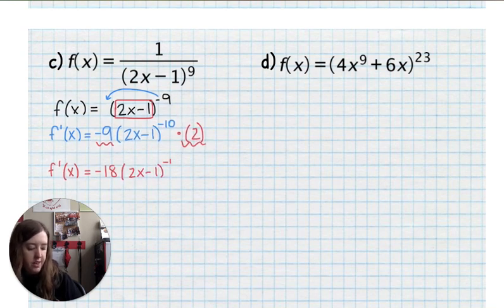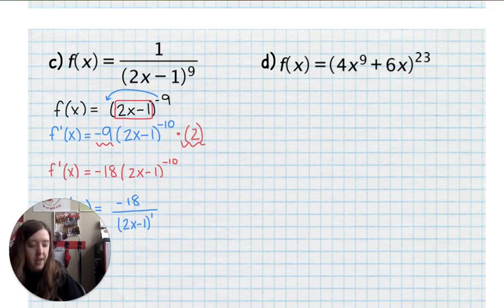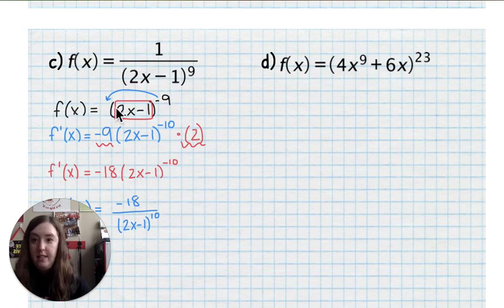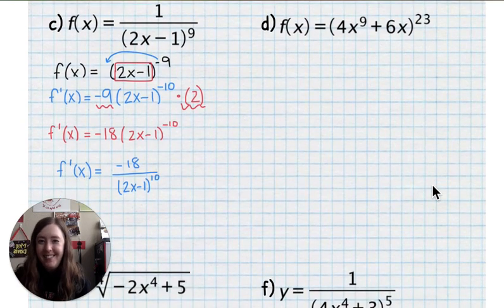2x minus 1 to the negative 10th. Or you could write that as negative 18 over 2x minus 1 to the positive 10th power. Ooh, my face is in the way. There we go.